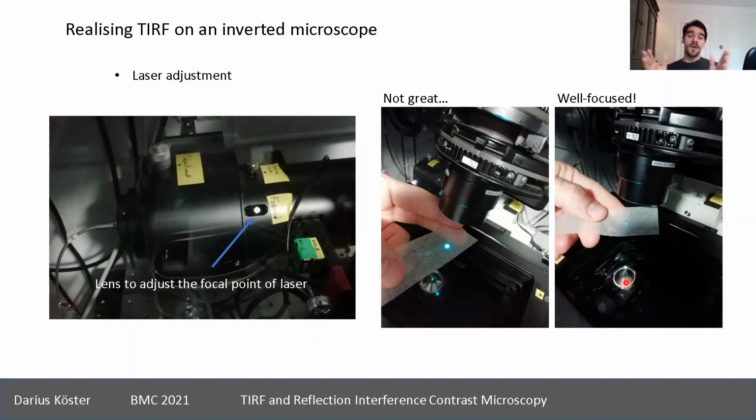Of course, if you have a microscope where nobody else works with it, then you don't have to do it every time, but out of experience, I would say it's worth taking these few minutes to just have a look before starting imaging. All right, so that's the laser part, and then you are actually ready to go for imaging.